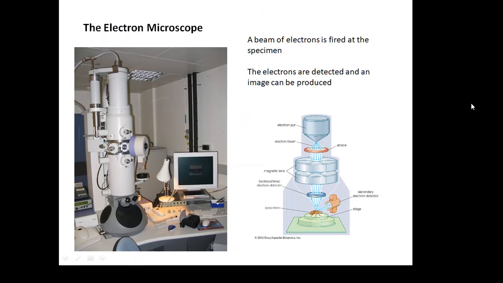An electron microscope. Basically, if you're asked how does an electron microscope work, a beam of electrons is fired at the specimen. The electrons pass through the specimen, then they are detected, and a computer produces an image from the way that the electrons have been scattered by the specimen.